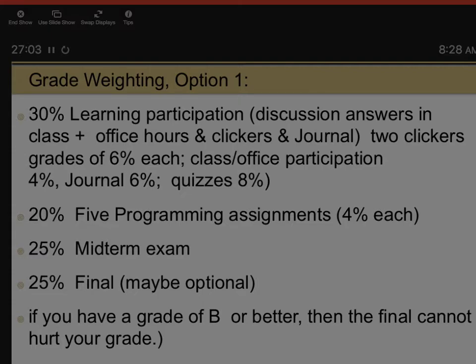Officially, I can't let you out of the final. I have to treat everyone the same. So this grading option lets me treat everyone the same. Anyone who's got a B, the final can't hurt them, it can only help them. Everyone else, the final will count. Any questions on that? I will let you know about 5 days before the final what your grade is, and you'll get a very explicit email. The final cannot hurt you, or you must take the final, just in case there's any questions.